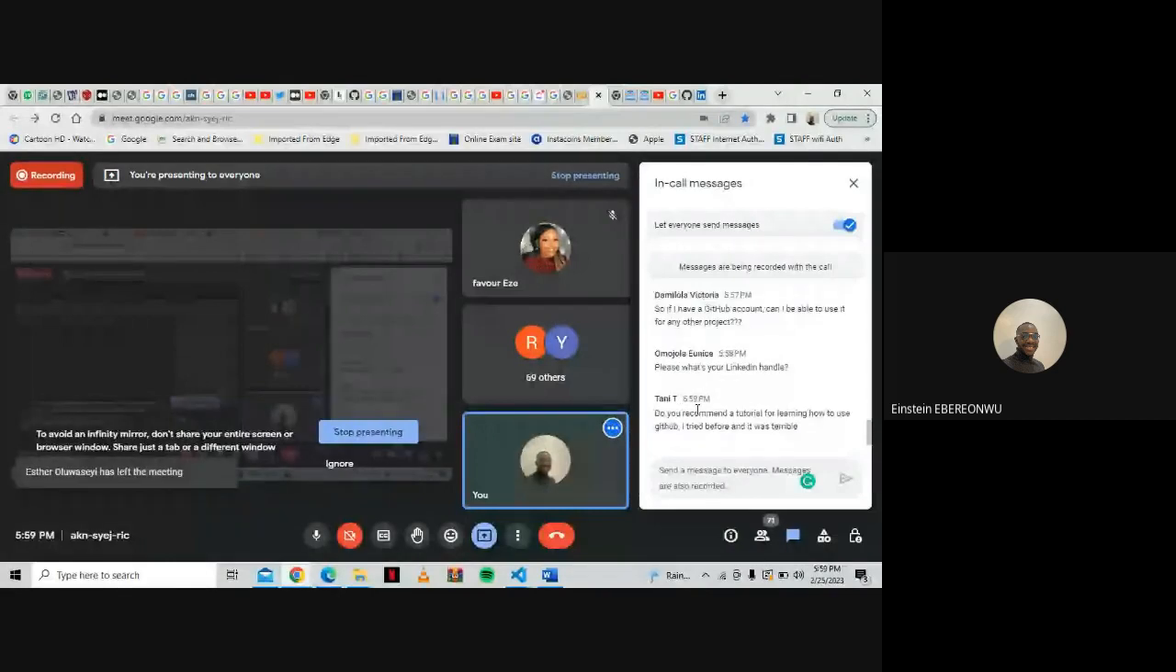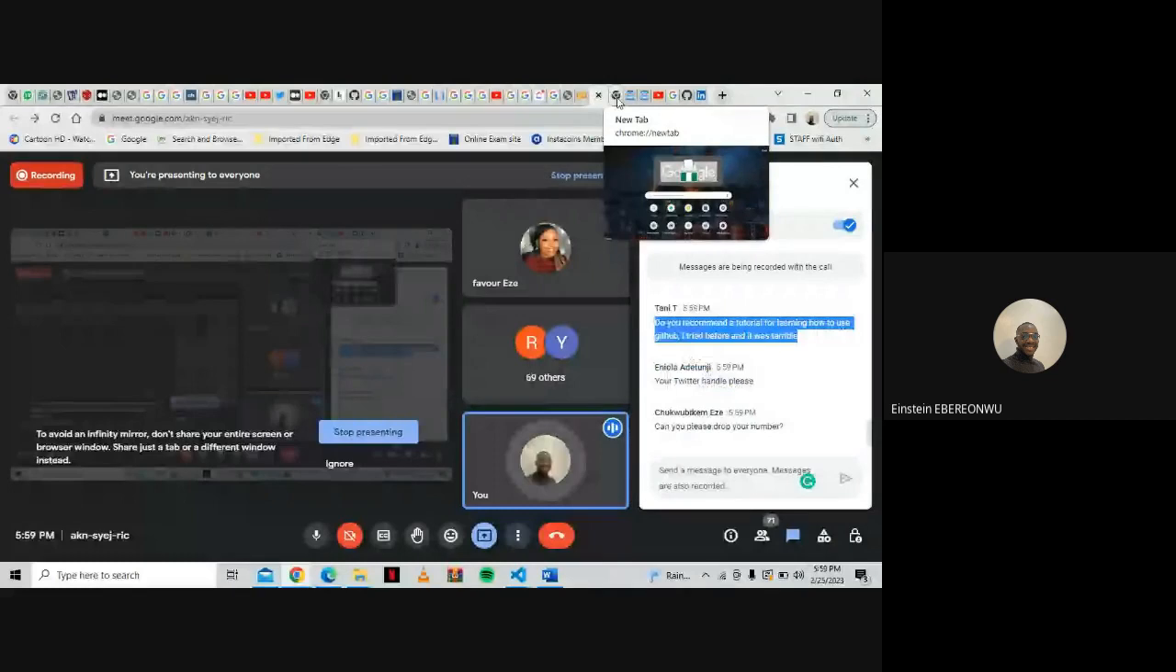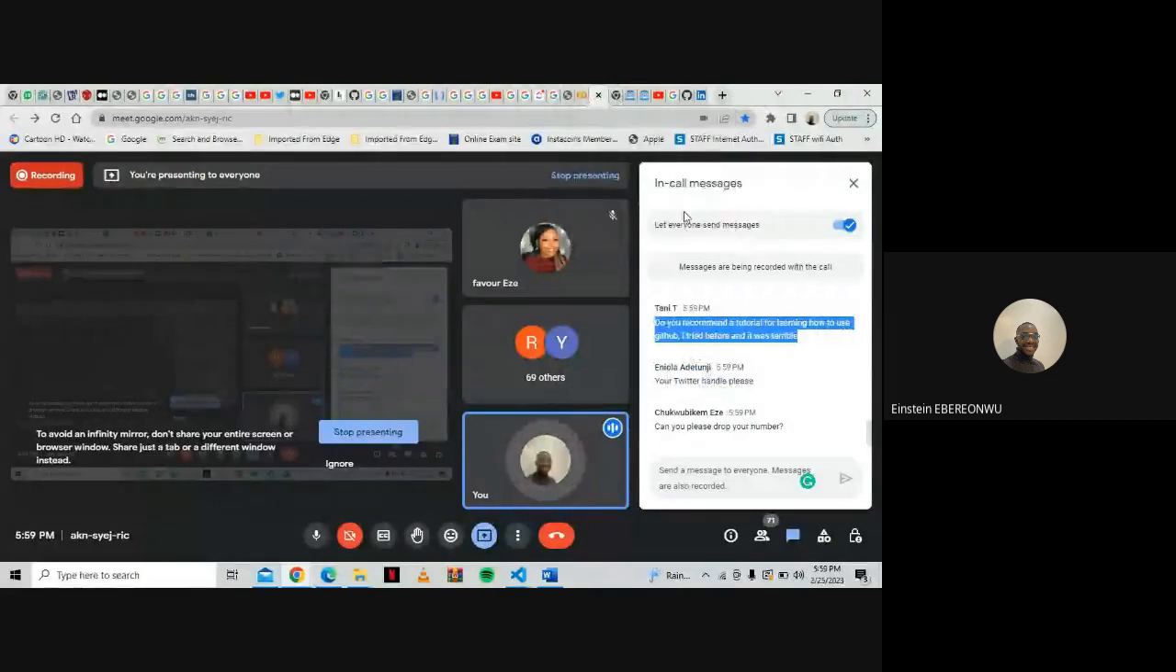Do you recommend a tutorial for learning how to use GitHub? I tried before, and when I started trying to learn how to use GitHub, it was extremely terrible for me. I didn't even know what was going on. So how I got to learn how to use Git was I got the Git desktop version. Now the desktop version provides you with a GUI.